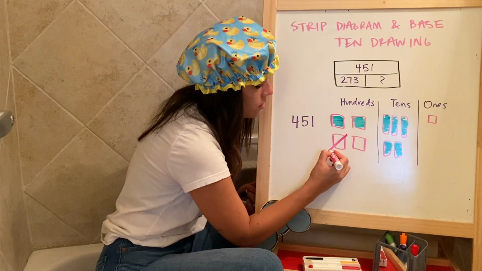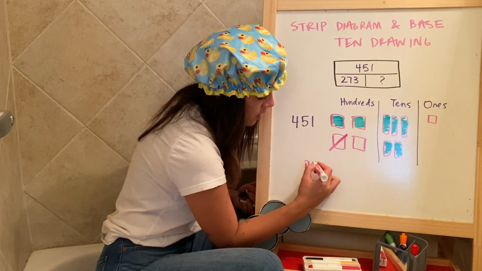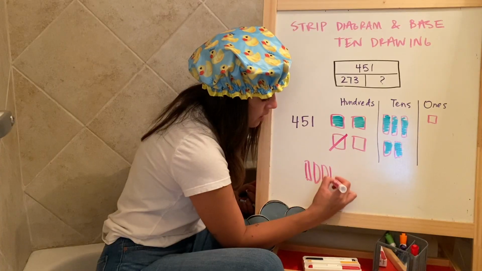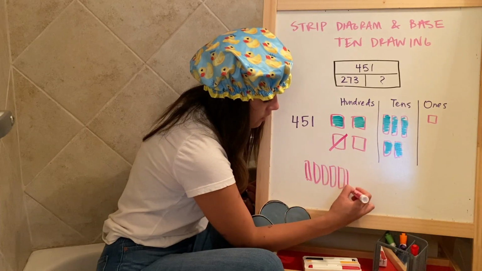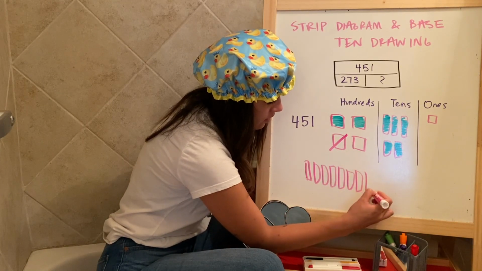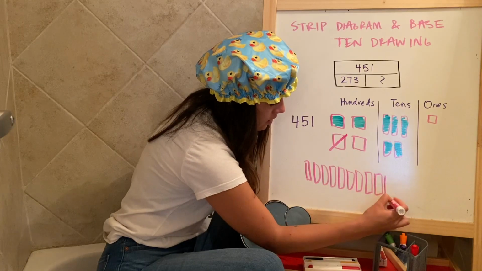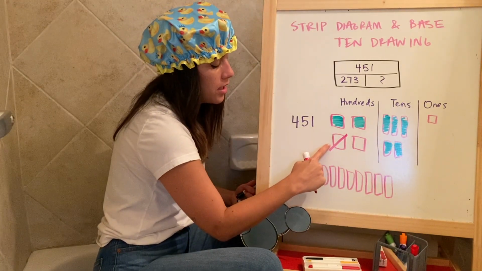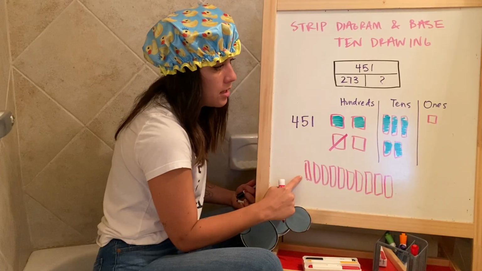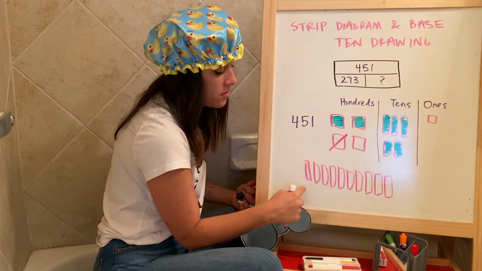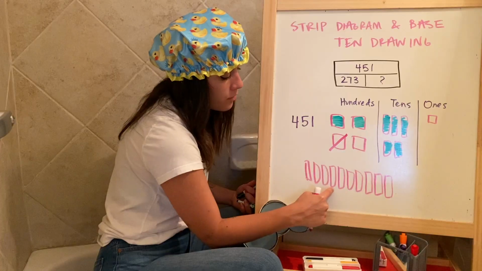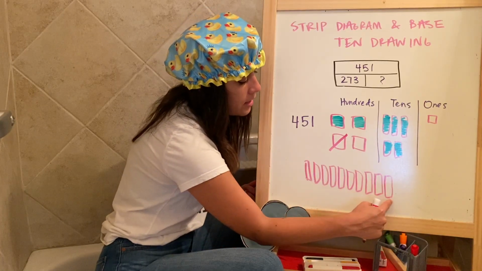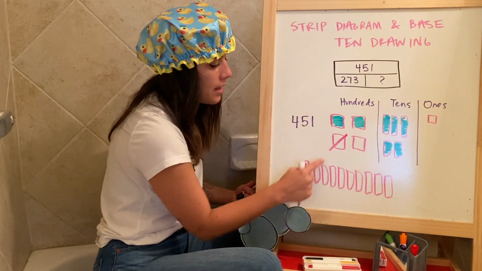So let me go ahead and cross that out and make 1, 2, 3, 4, 5, 6, 7, 8, 9, 10. I replaced that 100 into 10 blocks or 10 strips of 10. So 10, 20, 30, 40, 50, 60, 70, 80, 90, 100. I've now made that equal.